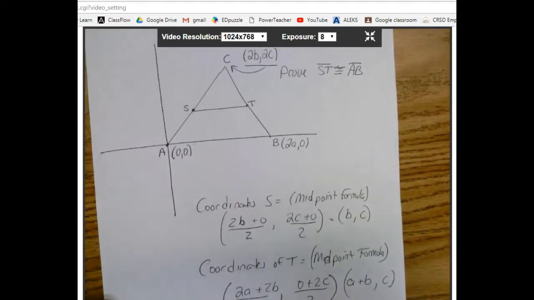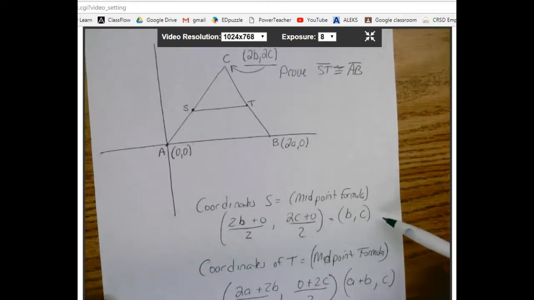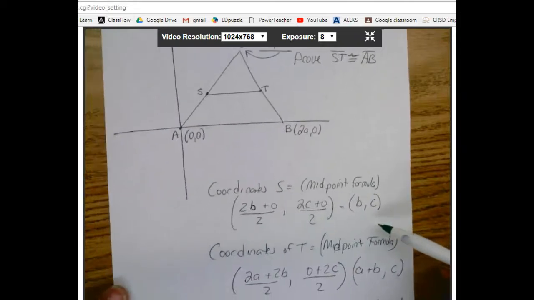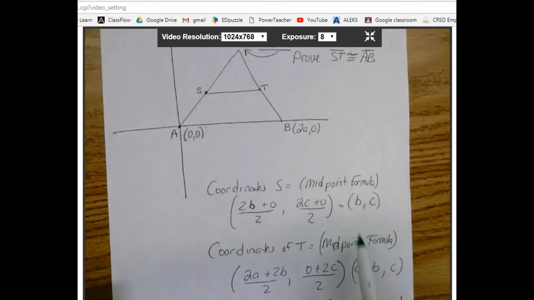(b, c). Once we get these coordinates, we're going to use the slope formula to see if they have the same slope. If they have the same slope, they should be parallel. That's what we're doing here.